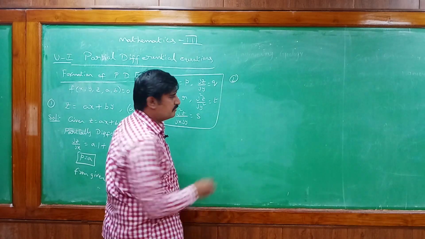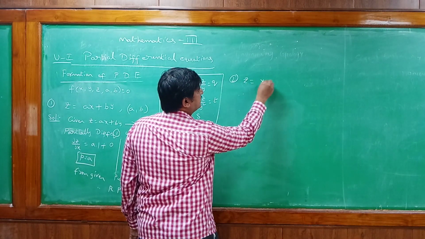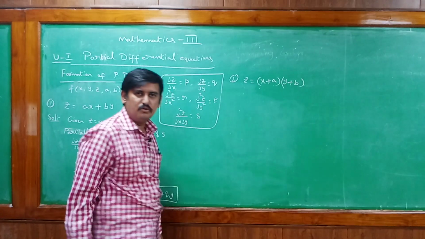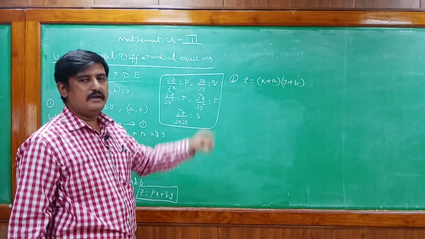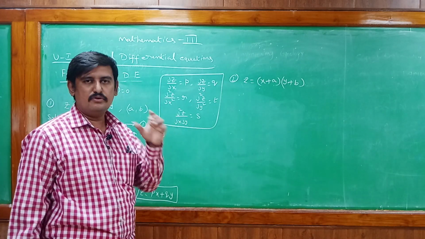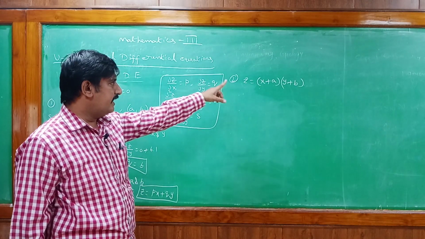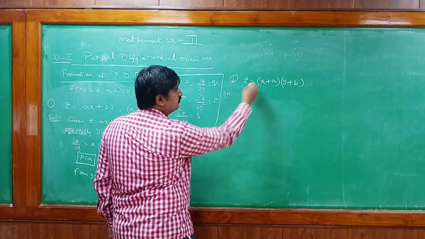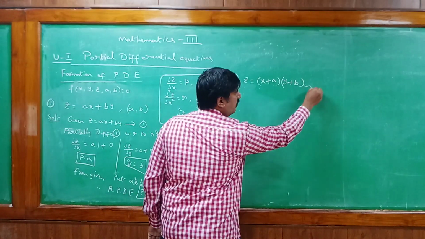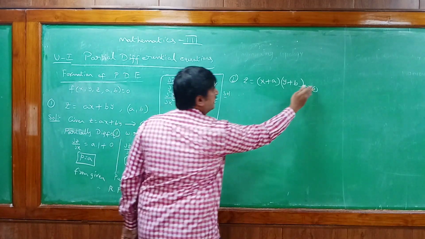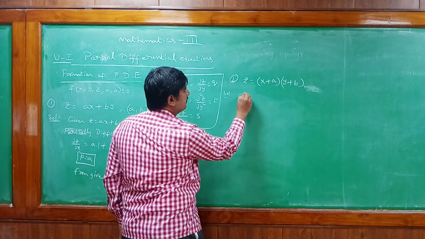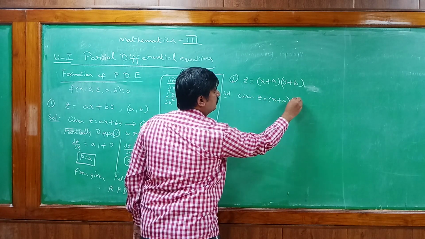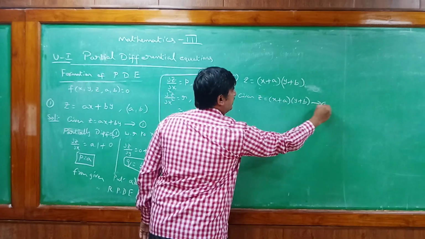See here another example. So z is equal to x plus a into y plus b. So what is z here? That is x plus a into y plus b. So what do we have to do? We have to eliminate a and b from this equation. As usual, mark this as equation number 1, or you write given: z is equal to x plus a into y plus b. Mark it as equation number 1.